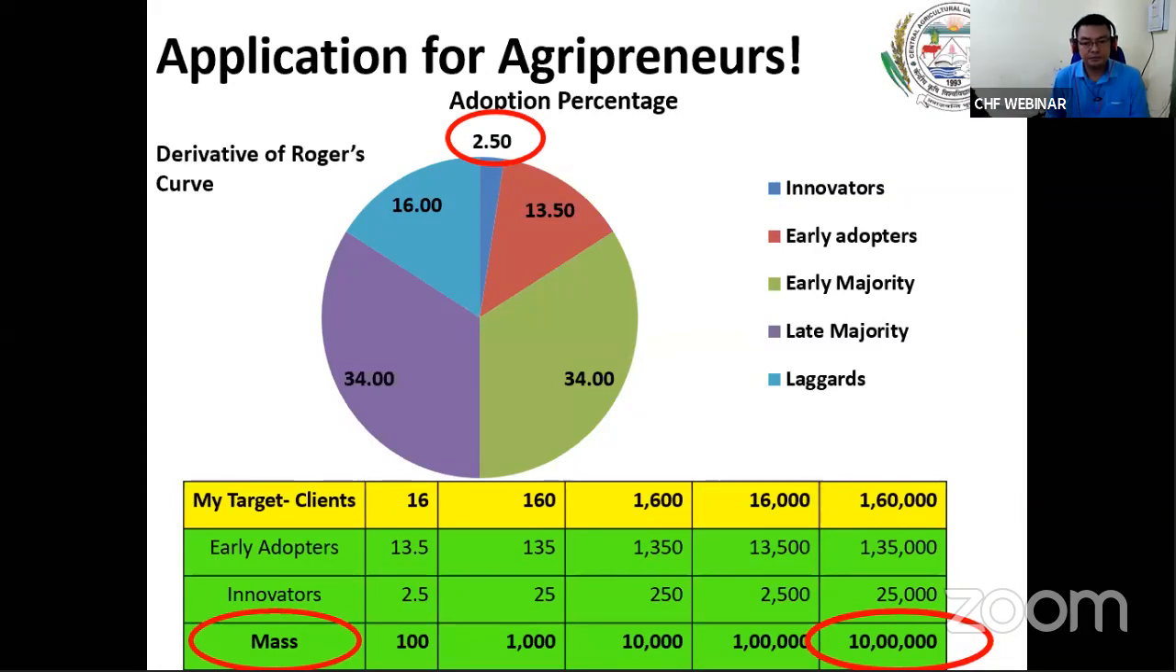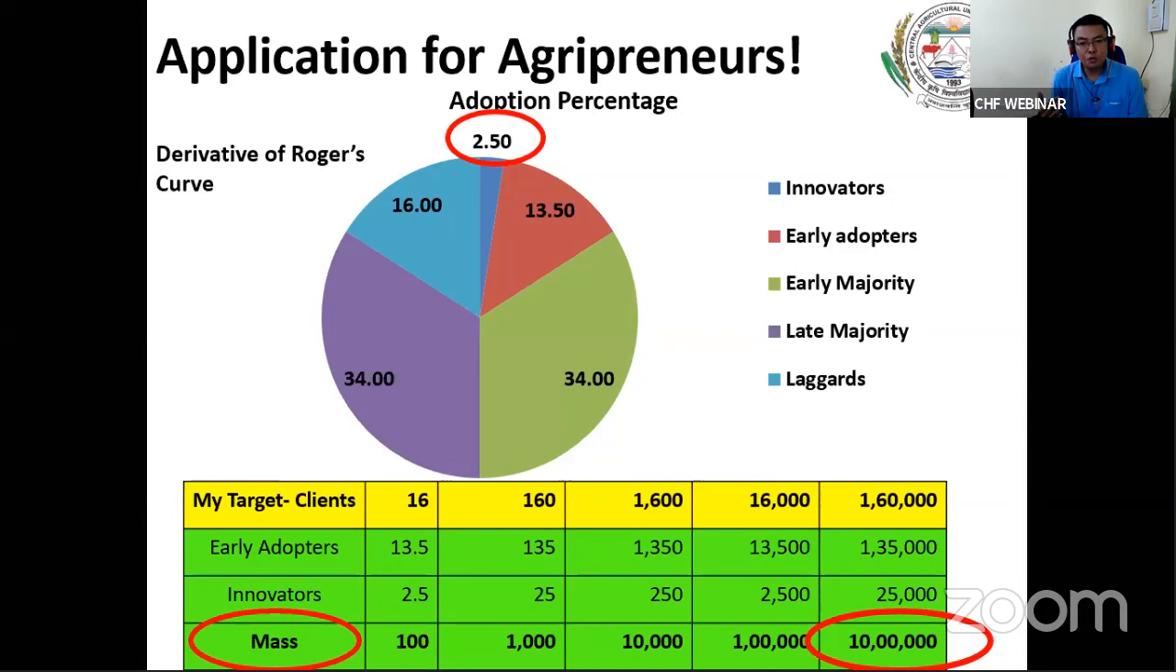The last 16%, the late majority or the early majority. So it is your ambition and endeavor to target the first and the second. That means if you target 100, you will have 16. If you target 10 lakh, you will have 1.6 lakh individuals or clients. So this is where you can do your business.